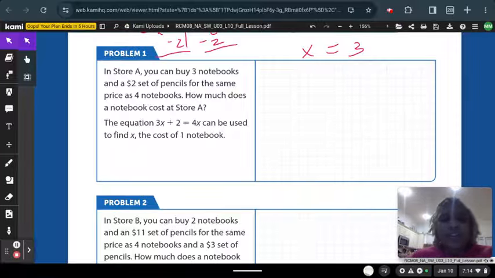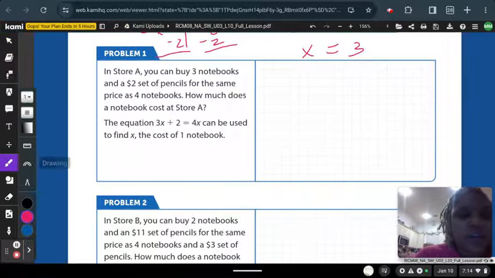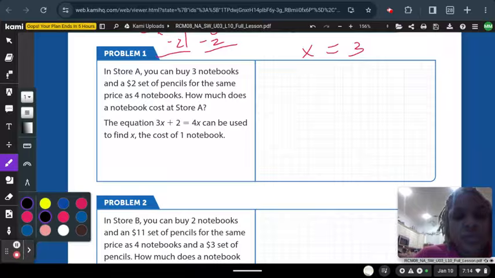All right, so now that you've unpaused the video, we're going to go ahead and go over the answer. I don't want you sitting and just copying. I want you to get a chance to actually work it out to see if you actually know what you're doing. So we're going to have this problem here, 3X plus 2 equals 4X.